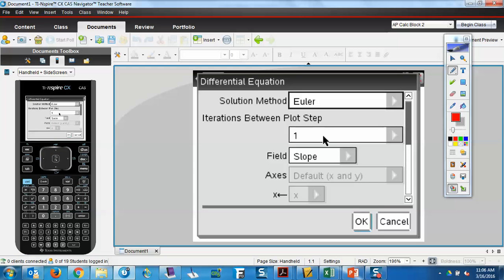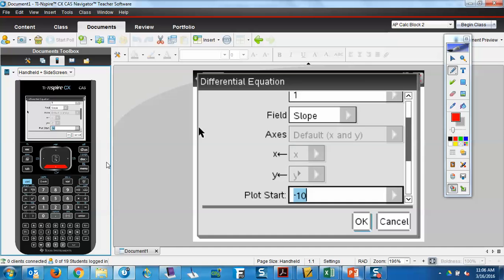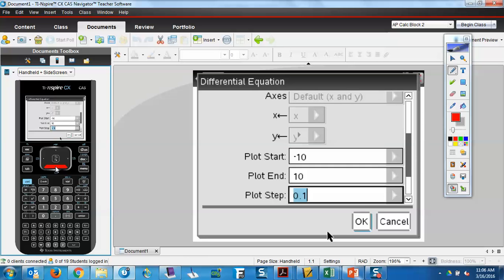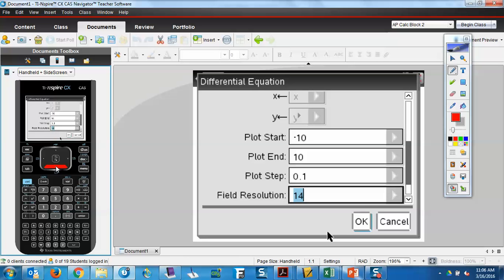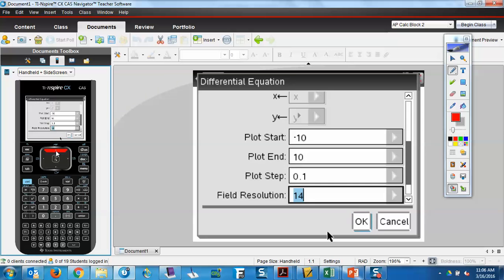Okay, we'll fix that. If you don't have the red curve, we'll fix that. Solution method should say Euler. That should be a 1. Field should be slope. Are these all off, or dimmed out? And then plot start, -10. Plot end, 10. Plot step, 0.1. Field resolution, 14.